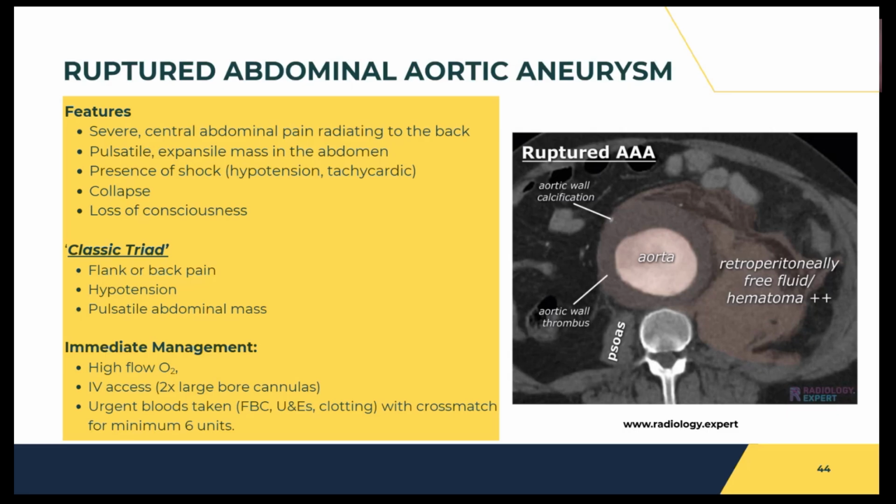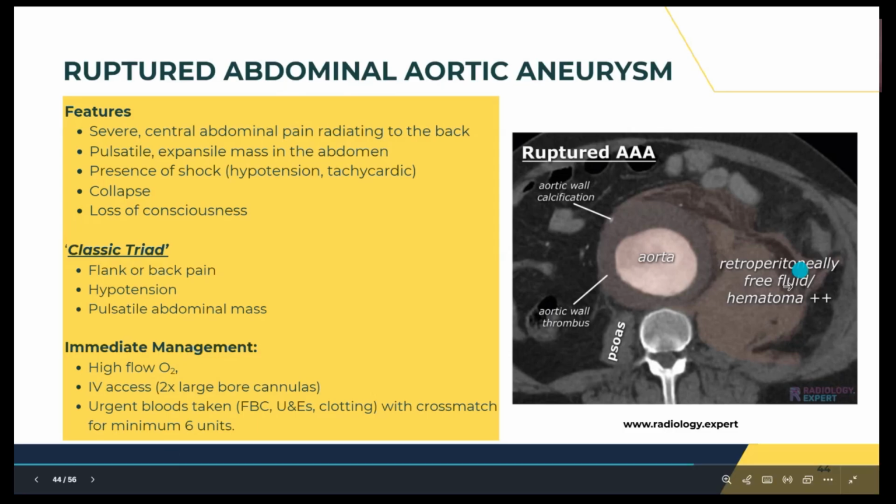So for immediate management, they will need high flow oxygen. They will need two large bore cannulas. They will need immediate bloods, for example FBC, U&Es and clotting, and they will need to be cross-matched for a minimum of 6 units. As well as this, they will need urgent vascular surgery involvement.